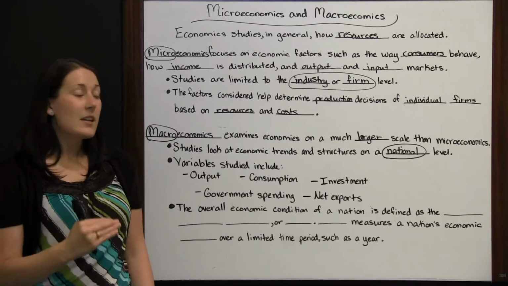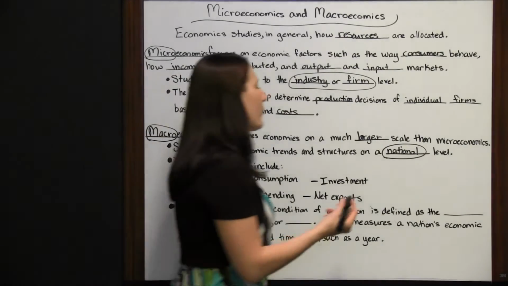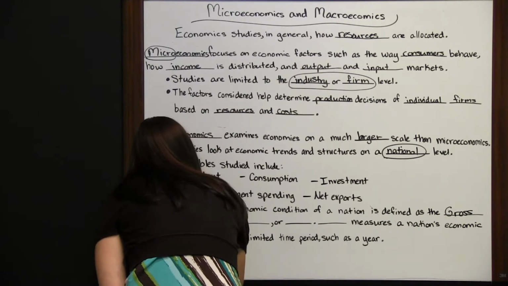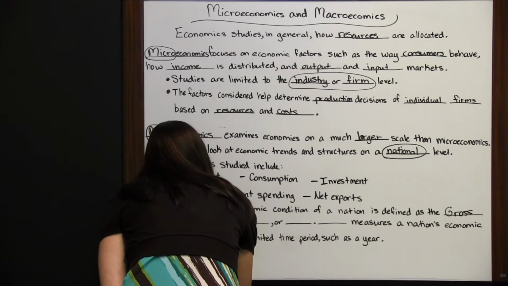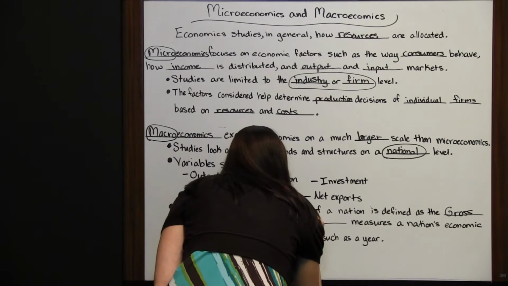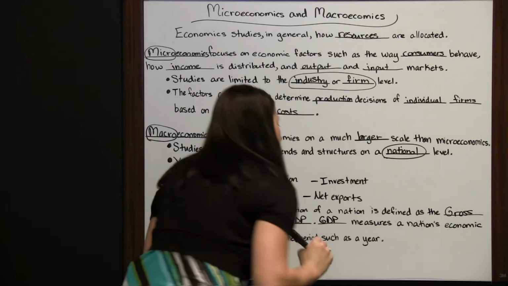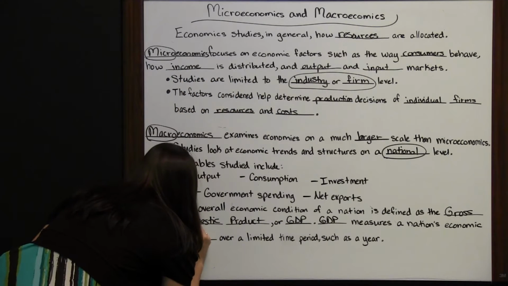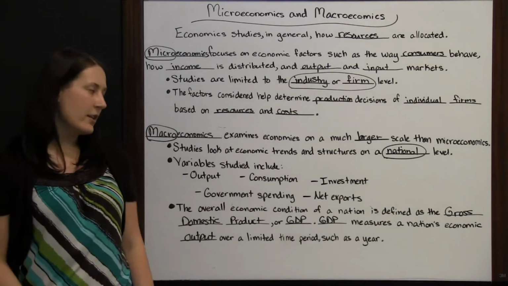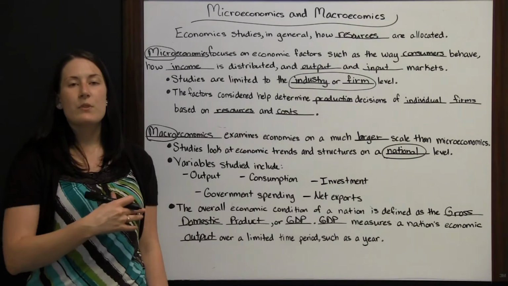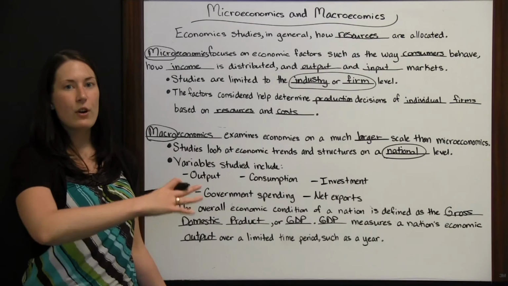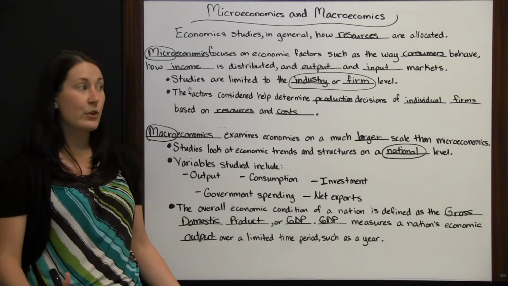And the overall economic condition of a nation is defined as the gross domestic product, or the GDP. And the GDP measures a nation's economic output over a limited time period, such as a year. So it would say how much the nation was able to put out over what it was actually taking in. What's the gross domestic product that we were able to produce?